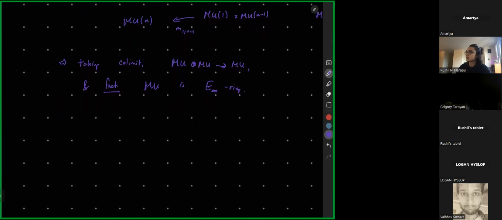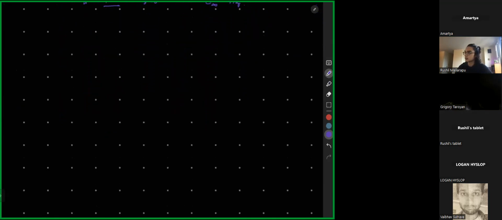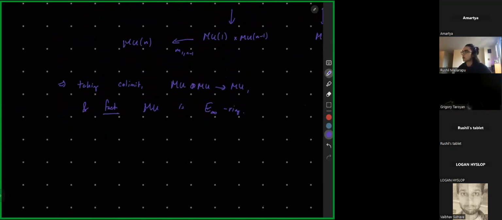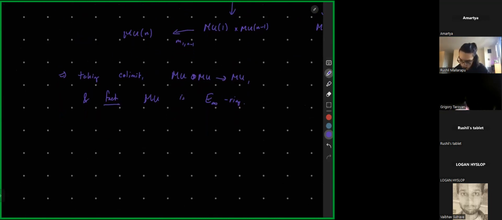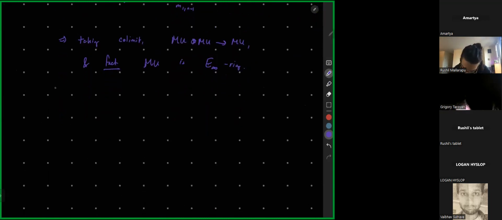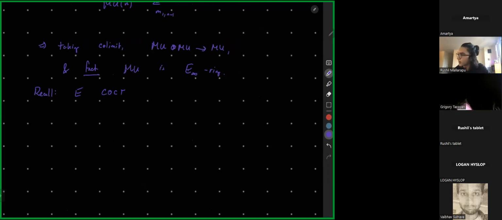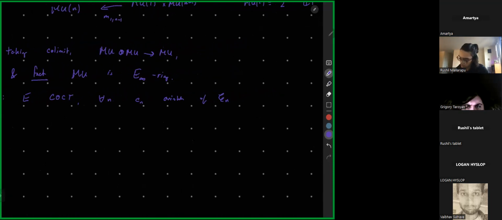So now just to recall that for E, some complex-oriented cohomology theory, we know that for every integer n, we get canonical orientations Cn of the universal rank n vector bundle.